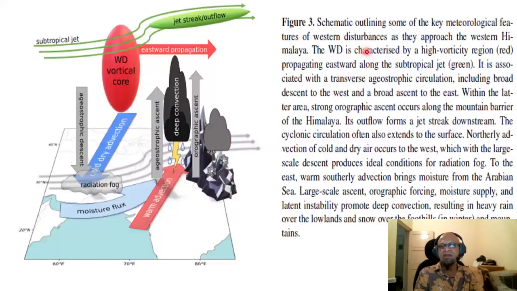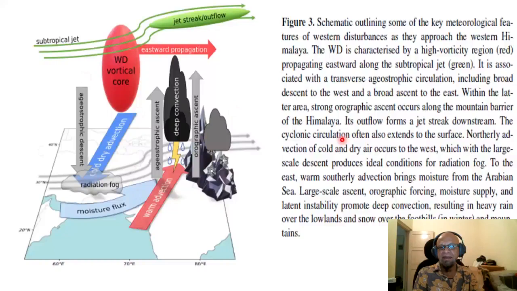So this is the schematic outlining some of the key meteorological features of WDs as they approach the Western Himalaya. The WD is characterized by a high vorticity region shown here in red, propagating eastward along the subtropical jet, which is in green here. It's associated with the transverse ageostrophic circulation, including broad descent to the west and a broad ascent to the east. So you have some kind of a cell here, let's say.